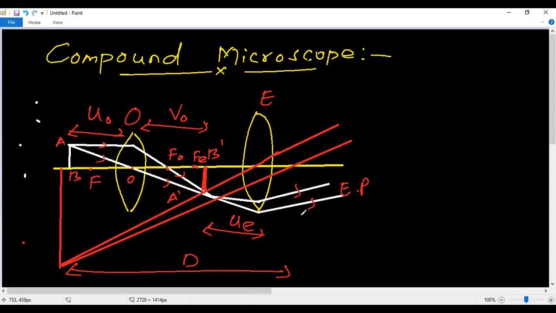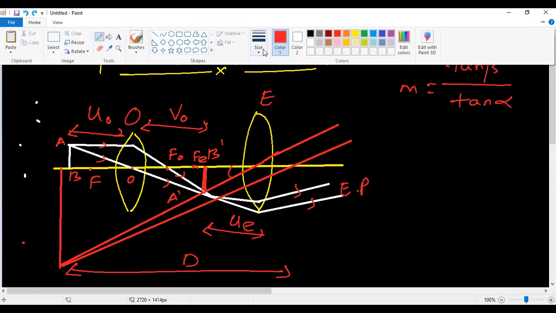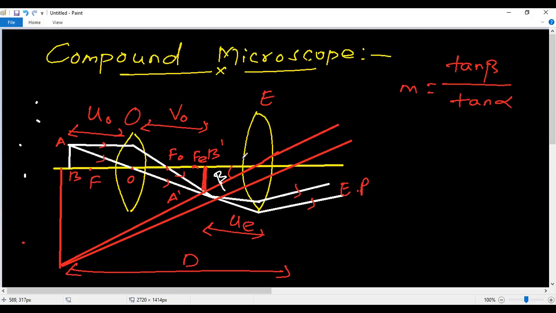First, finding the magnifying power. Magnifying power formula: tan beta by tan alpha. M equal to tan beta divided by tan alpha. Tan beta, the angle of beta, this is beta. Once again, this angle beta, and alpha.